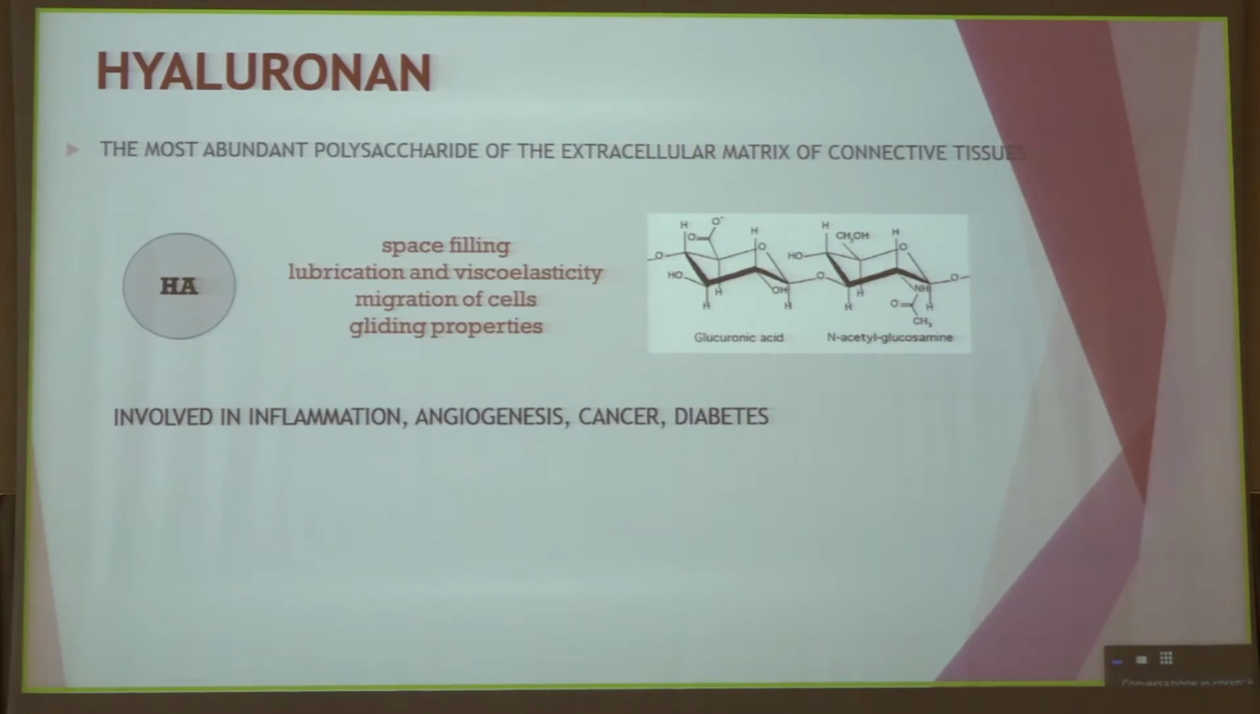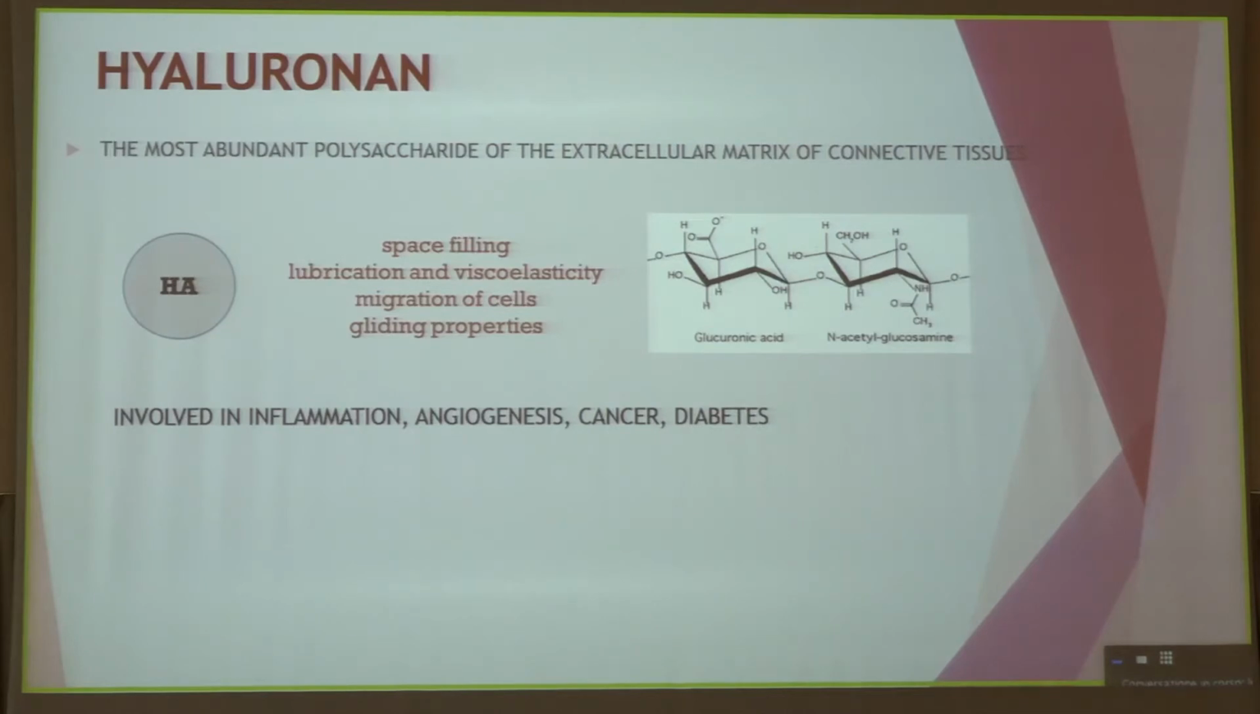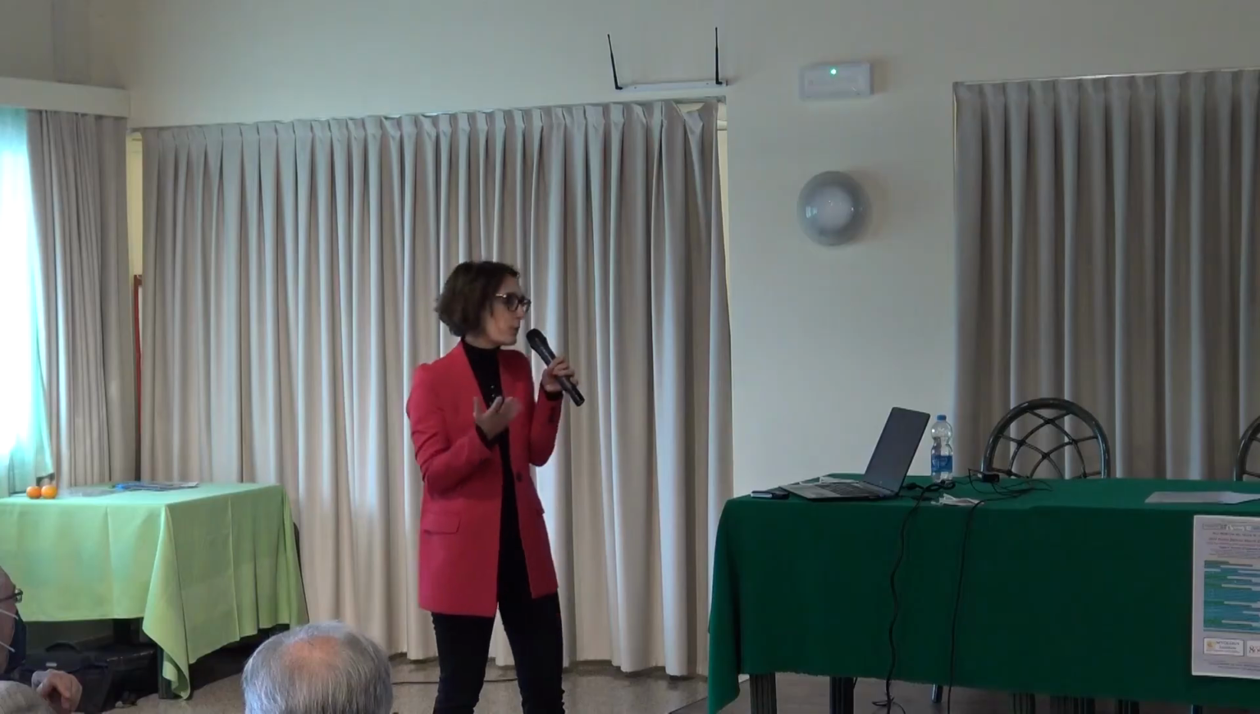We can find the hyaluronan in a lot of parts of our body, like in the eyes, in the skin, in the synovia, but also in the fascia. It is a glycosaminoglycan. It is a space filler, it confers viscoelasticity, and it is a lubricant for the tissue. It permits the migration of the cells, so it is important also for cancer and also for the metastasis of the cancer. And it confers gliding properties to a tissue.